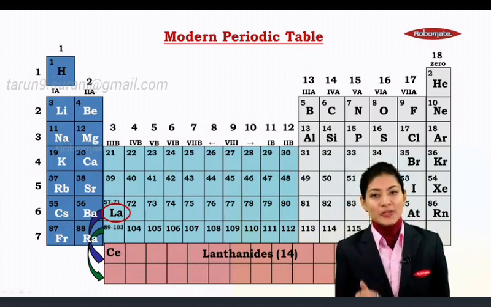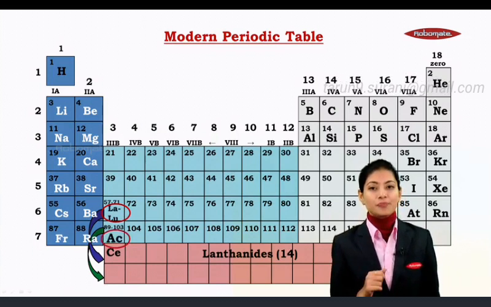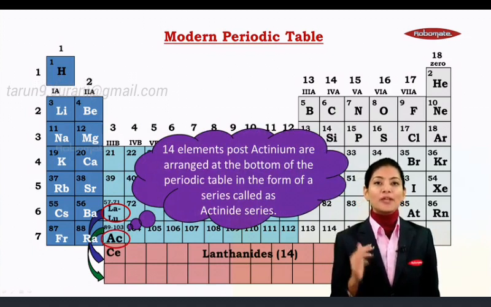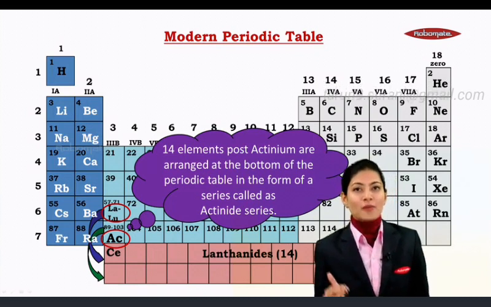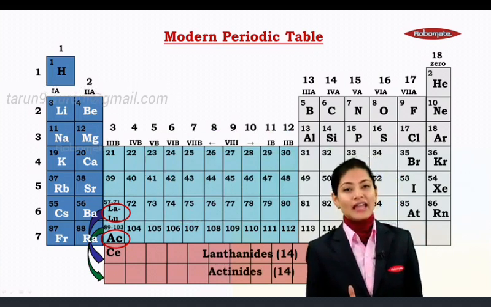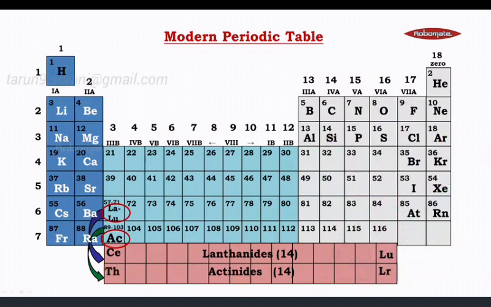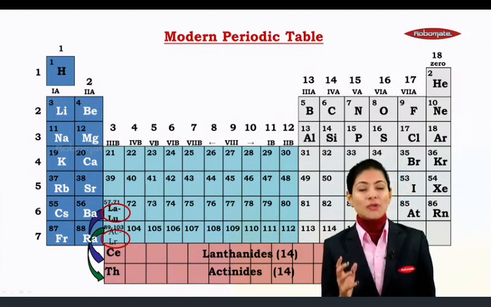Likewise, in the 7th period, we again have elements from 89 to 103, where 89 is actinium. The 14 elements post-actinium are arranged at the bottom of the periodic table in the form of a series, and this series is called the actinide series. The actinide series starts from atomic number 90 to 103, wherein 90 is thorium and 103 is lawrencium.